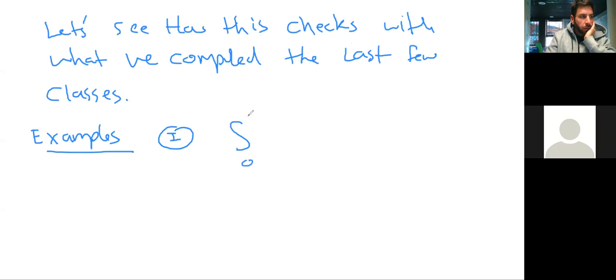Suppose we wanted to compute the integral from 0 to 1 of x squared dx. Now, we computed this a handful of times. We found it to be 1/3. Now, let's apply this to the previous thing.